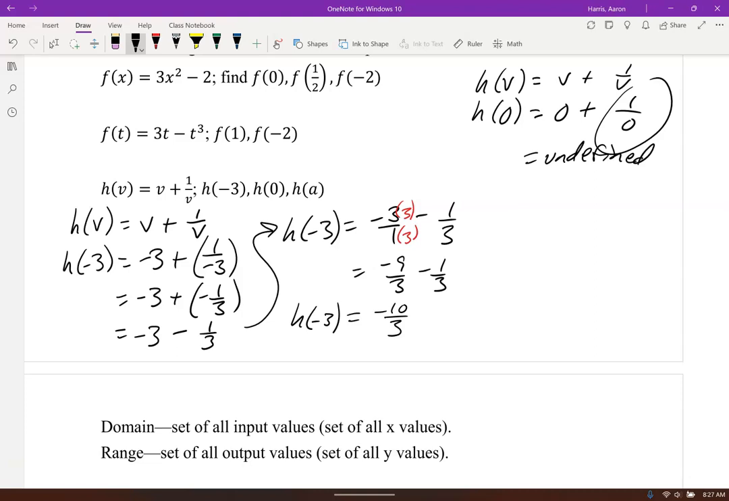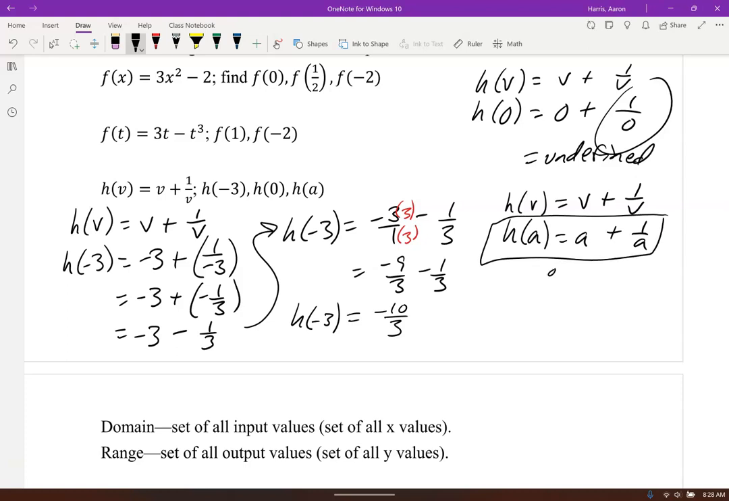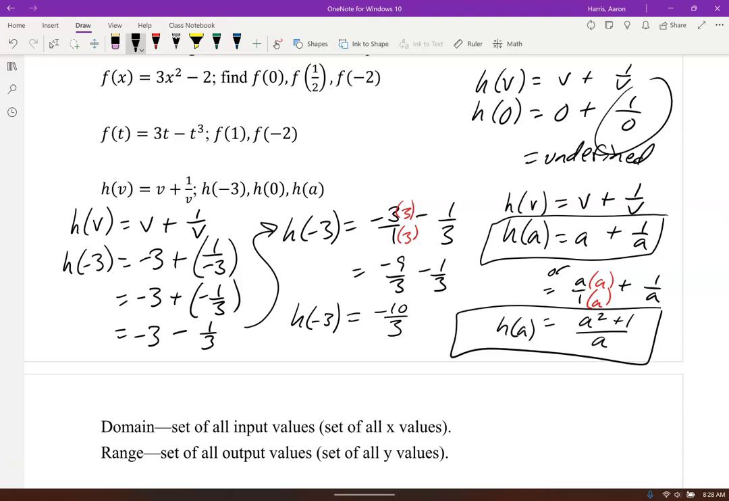Let's do that third one. H of v equals v plus 1 over v. And let's find h of a. So now we're just plugging a in. So we got a plus 1 over a. Or if you want to get a common denominator, this is a over 1 plus 1 over a. If I get a common denominator, I got to give this an a. So I'd have a squared plus 1 all over a. That's another way to write that. Either of those works. Okay.